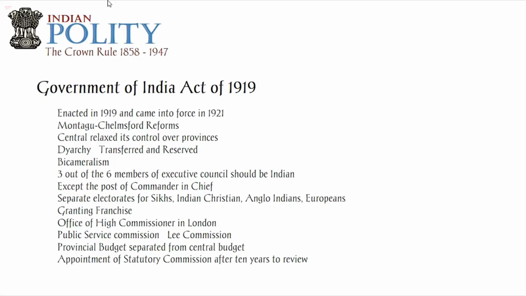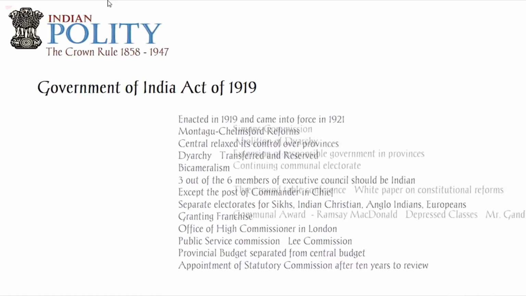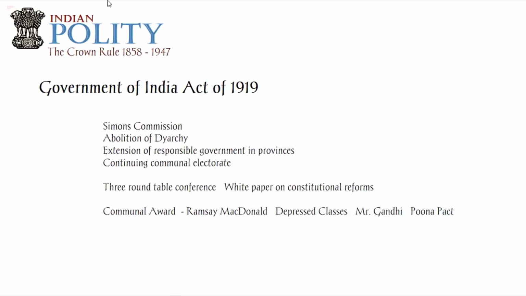In November 1927, 2 years before the schedule, the British government appointed a 7-member statutory commission under the chairmanship of Sir John Simon to report on the condition of India under its new constitution. This commission is called Simon's Commission. All the parties boycotted it as all the members of the commission were British.